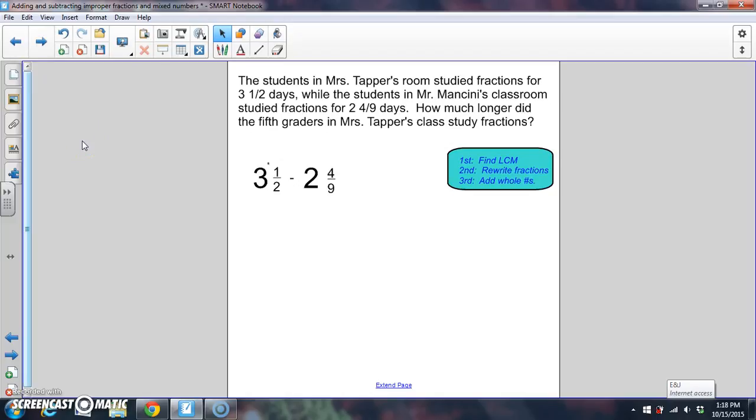Fifth graders, try this one on your own if you still have time before you need to transition. Great job focusing on adding and subtracting with mixed numbers.